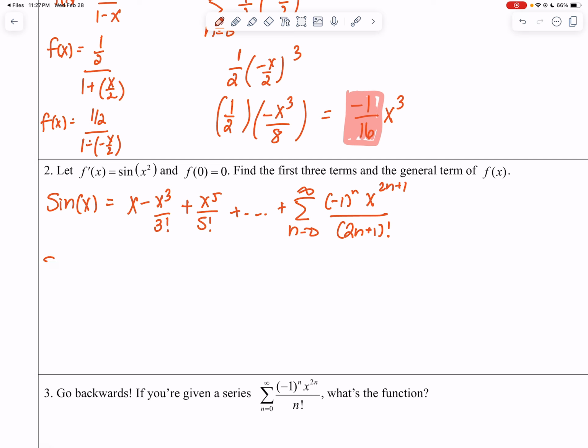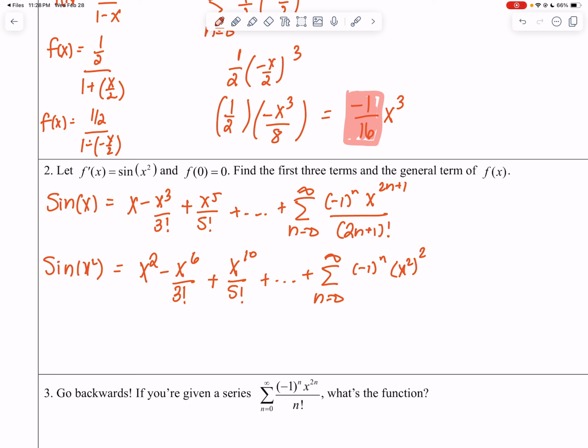In this case, I have sine of x squared. So now I have x squared minus x to the 6th over 3 factorial plus x to the 10 over 5 factorial. And that's going to give me my general term to be negative 1 to the n, and then since I have x squared, I am going to multiply the 2 and the 2n plus 1 to get 4n plus 2. So I have x to the 4n plus 2, over 2n plus 1 factorial. And that's just sine x squared.